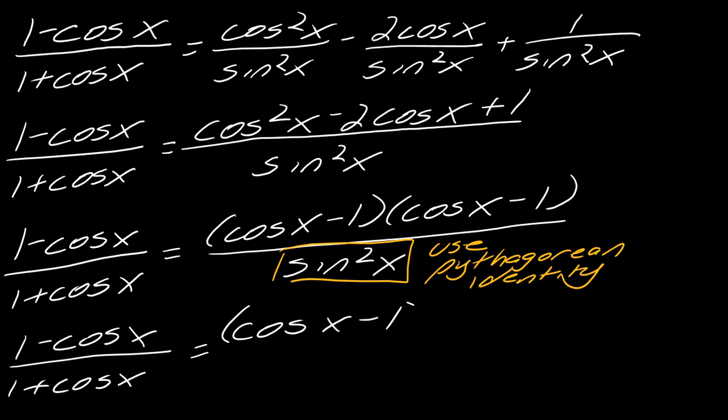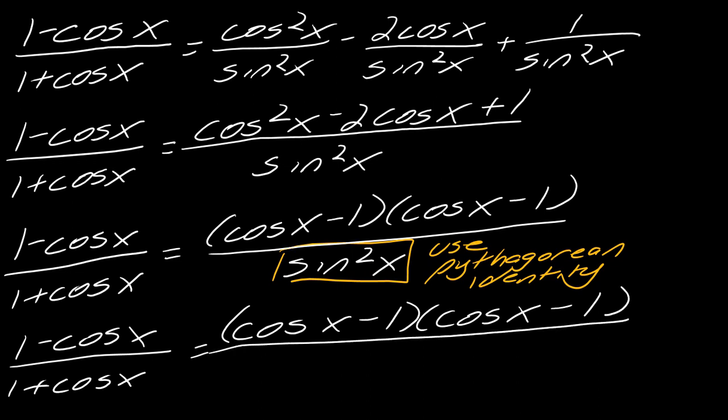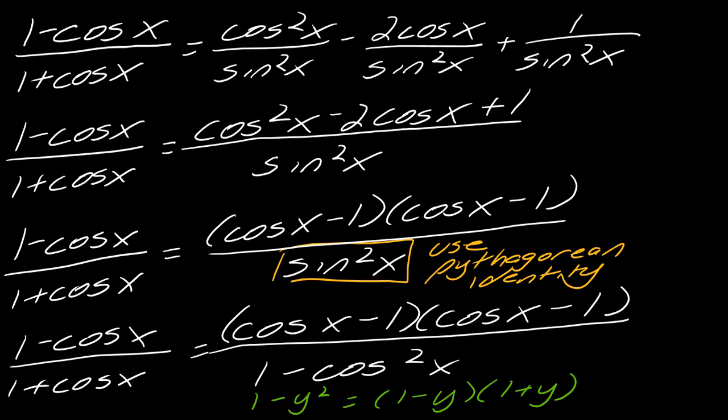And so now I've got 1 minus cosine x over 1 plus cosine x, cosine x minus 1, cosine x minus 1. And so then let's see, this becomes 1 minus cosine squared x. All right, anything else you see? Now this is technically a difference of squares, right? You could think of this as 1 minus y squared, right? That would factor as 1 minus y, 1 plus y. Make sure you believe that.